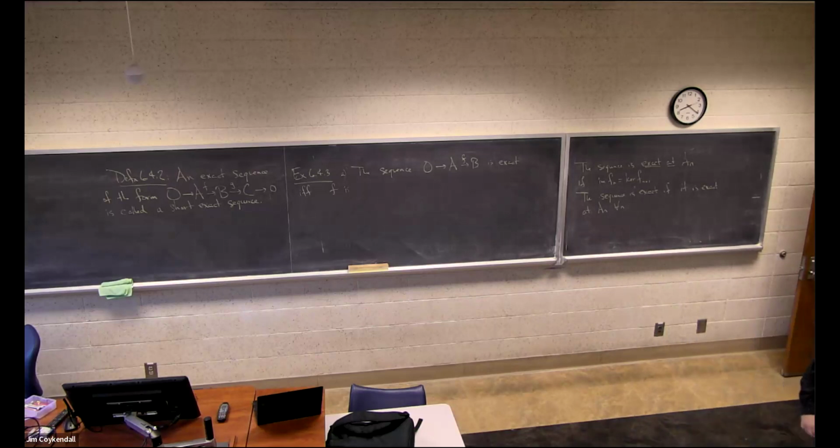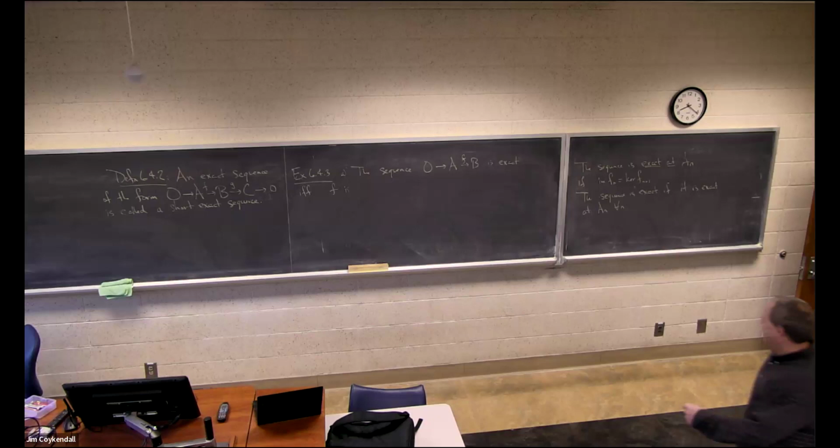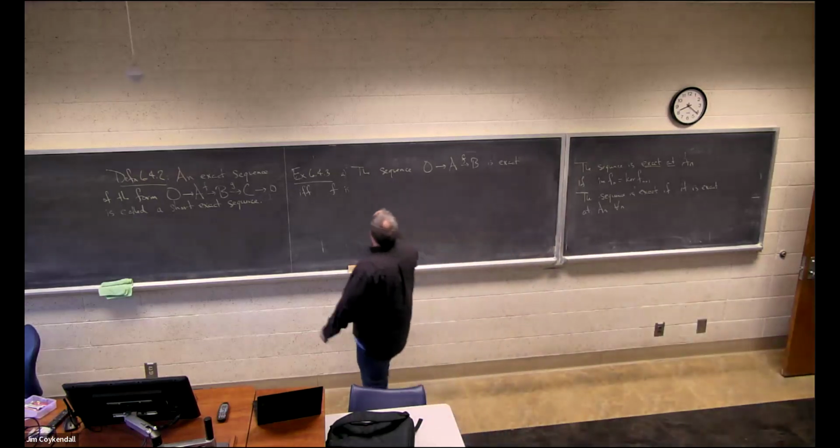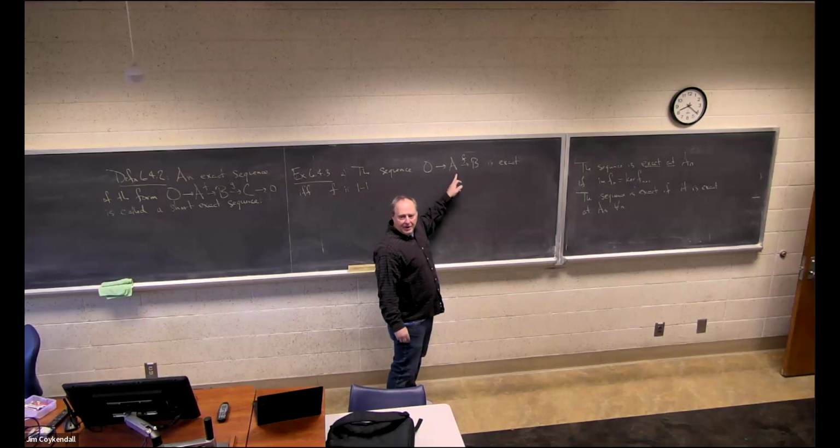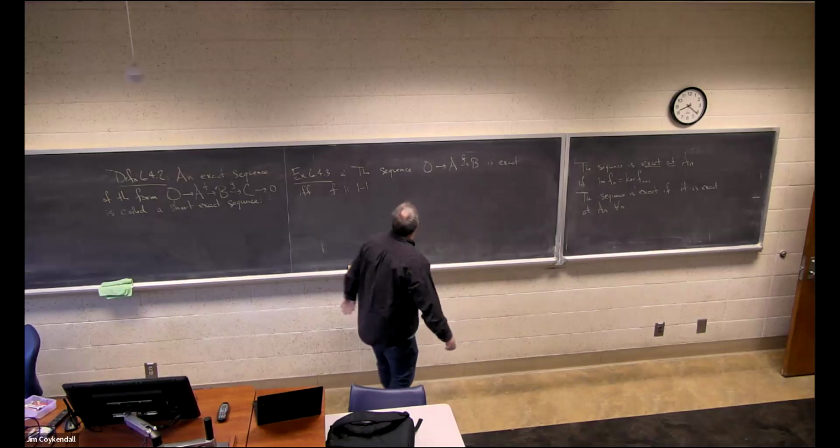Anybody want to take a guess here? There's only one place for this to be exact at, right? Because there's only one module, namely A, that's got arrows going in and coming out, right? So what does it mean to be exact in what I've got there? F is 1 to 1. Because the image of this has to be 0, so that means the kernel of this has to be 0, so F is 1 to 1.